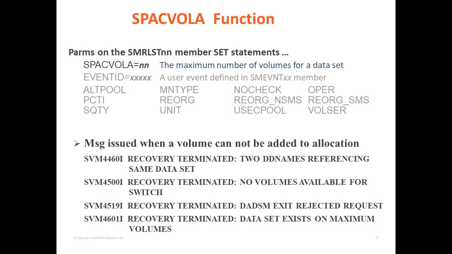Listed here are the messages displayed to inform the user if there's a failure or the reason for the failure. The successful message informs the user of the number of volumes that the dataset has extended onto and the number of extents involved in the previous volume.